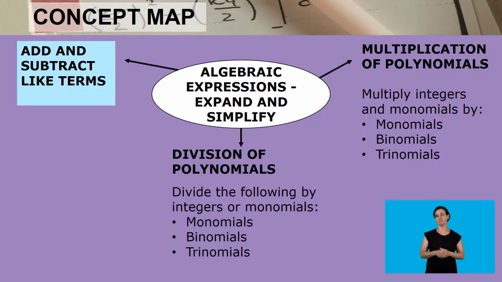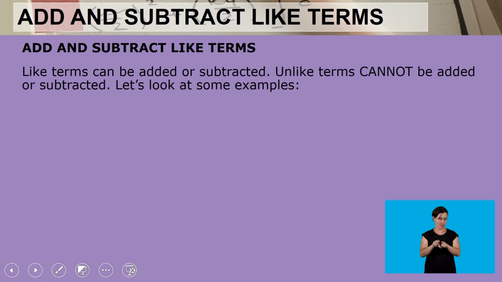So we are going to go into that first concept on our concept map, and that is to add and subtract like terms. Like terms can be added or subtracted. Unlike terms cannot be added or subtracted. So we have to keep that in mind. Let's look at some examples.